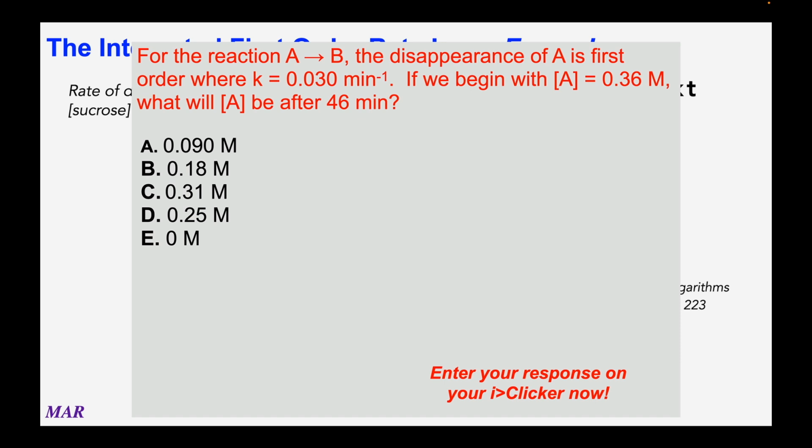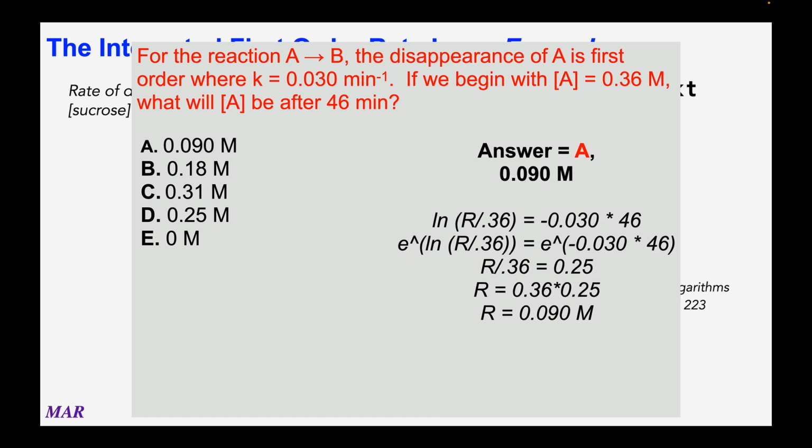Okay, so the integrated first order rate law: natural log of Rt over R0 equals minus kt. In this problem, we know R0, how much we start with, 0.36. We don't know Rt, how much is going to be left. We know minus kt: k is 0.030, and the time is 46 minutes. So notice that time and k are both positive, and they're both the same kind of units, like we don't have one in seconds and one in minutes where we have to convert. So we have to solve for Rt, how much is left. When you do this problem, it comes out to be 0.090 moles per liter.